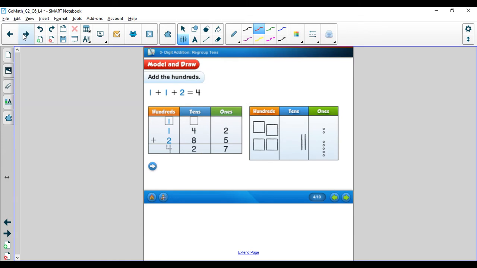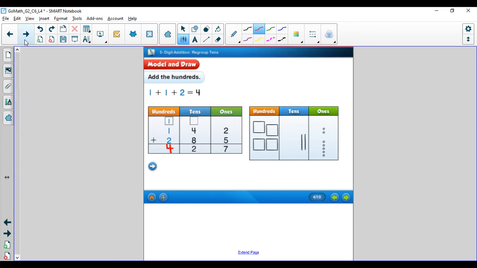Our next step is to add our hundreds. So if we count up our hundreds, we get 1 plus 1 equals 2, 2 plus 2 equals 4. So we get the sum of 427.